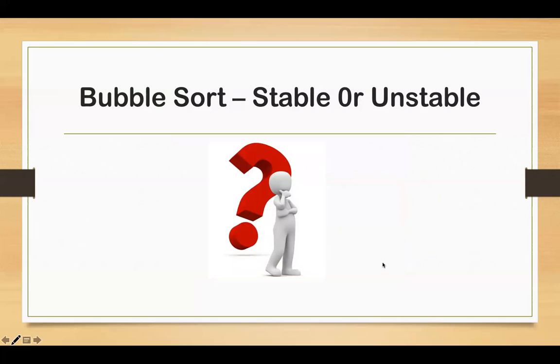Let's see an example of bubble sort. Take a moment and think whether bubble sort is a stable or unstable sorting. By this time, just think about how bubble sort sorts the elements it is given for sorting.